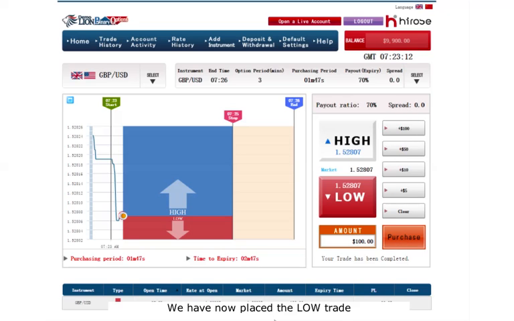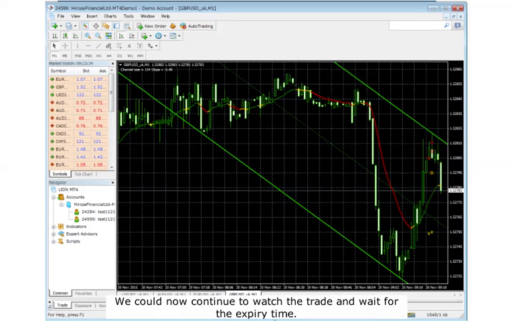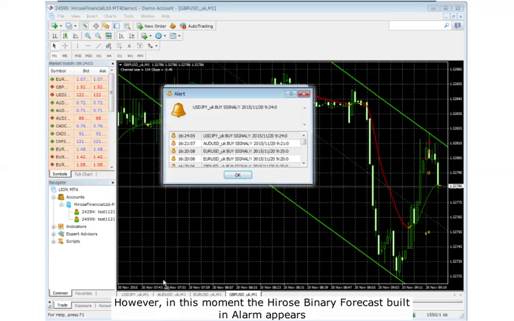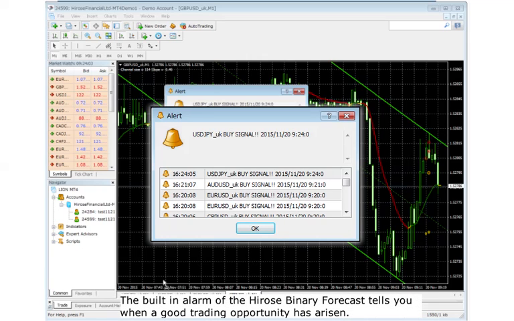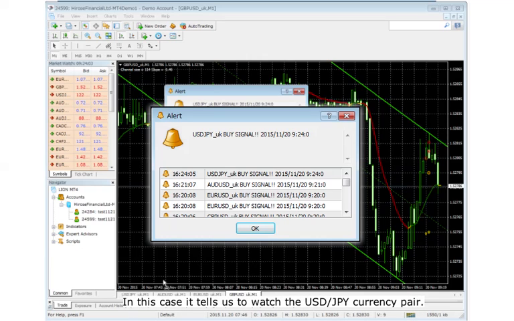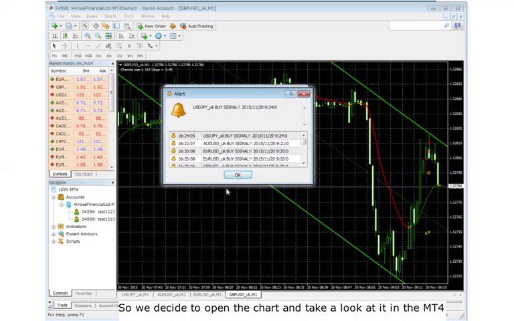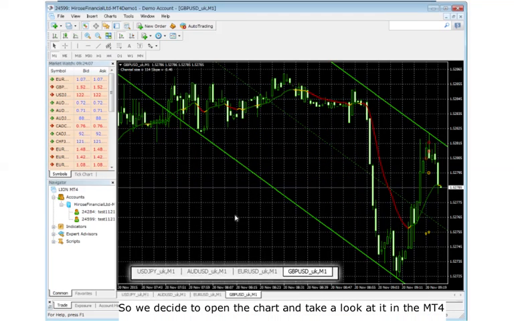We have now placed the low trade. We could now continue to watch the trade and wait for the expiry time. However, in this moment, the Hirose Binary Forecast built-in alarm appears. The built-in alarm of the Hirose Binary Forecast tells you when a good trading opportunity has arisen. In this case, it tells us to watch the US dollar Japanese yen currency pair. So we decide to open the chart and take a look at it in the MT4.